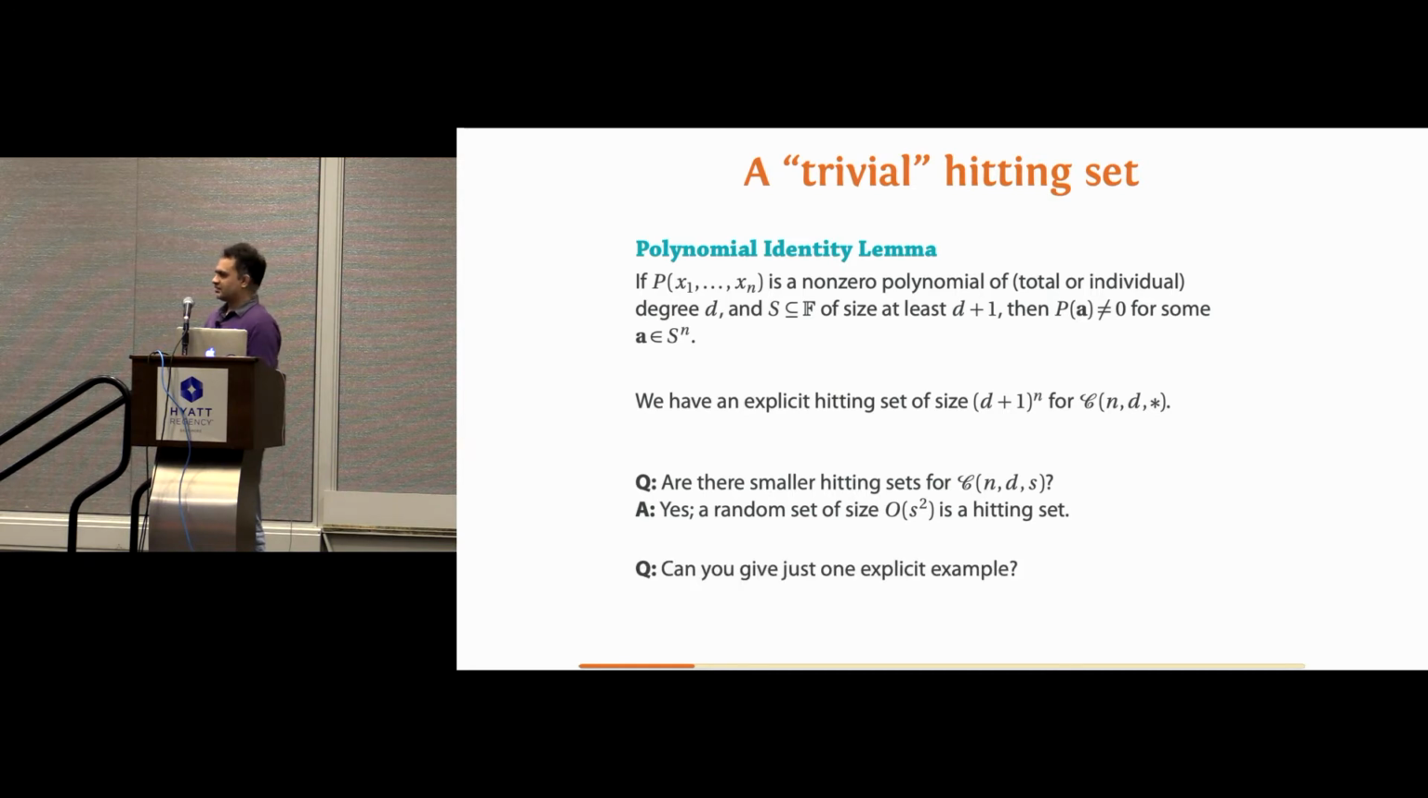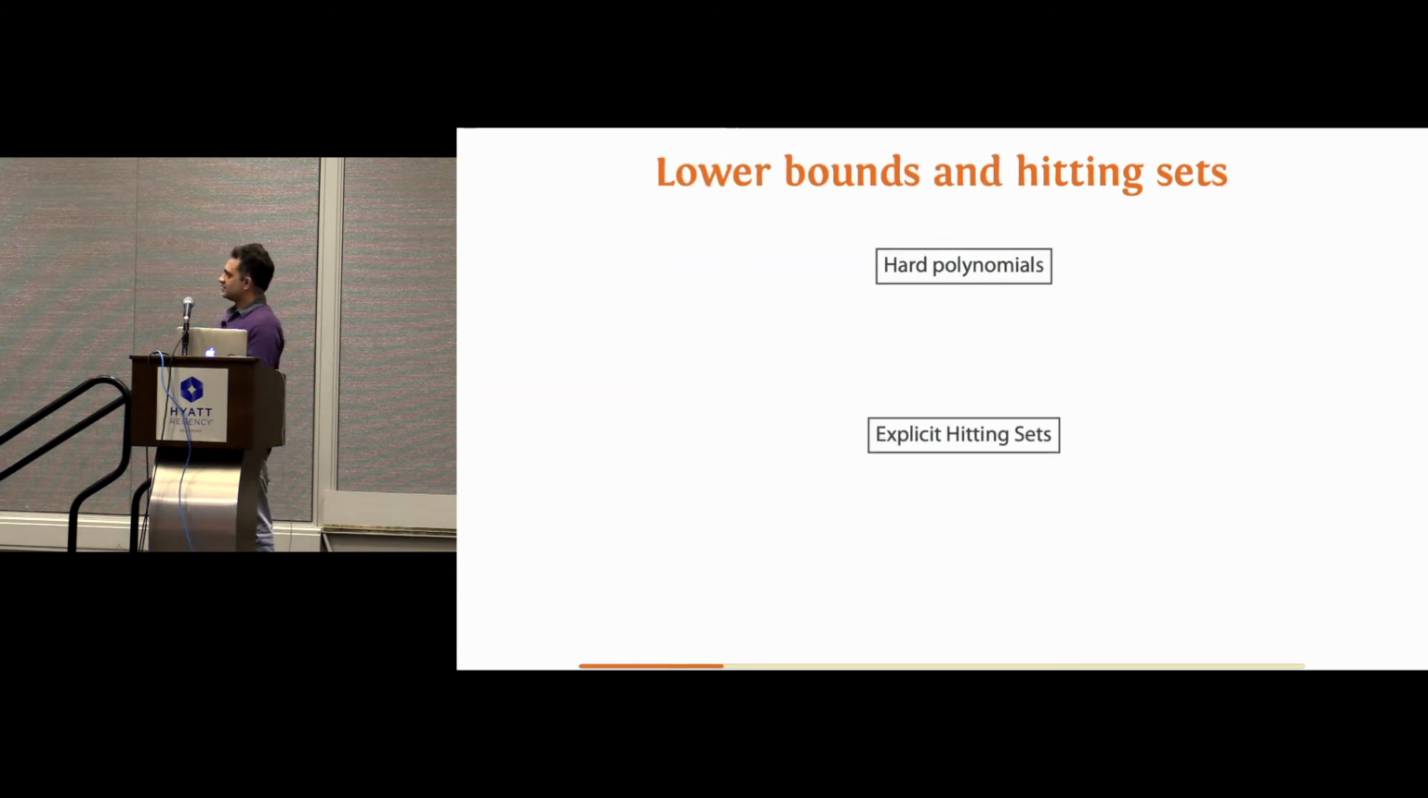And the main question therefore is, can we find one such explicit example? And we don't know at the moment. Okay, cool. So there are these two questions of finding explicit hard polynomial families versus finding explicit hitting sets. And it turns out we can go between these two questions.